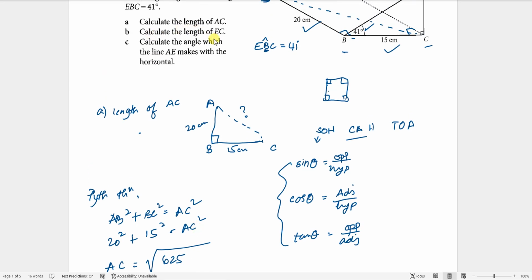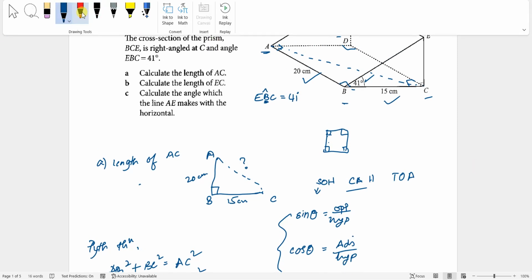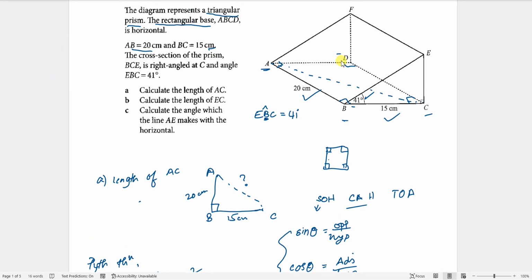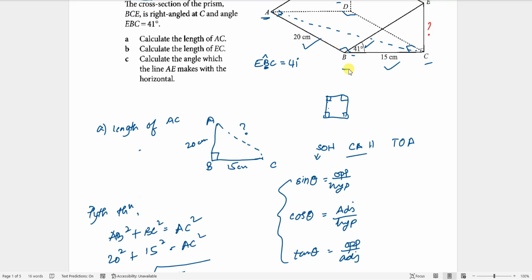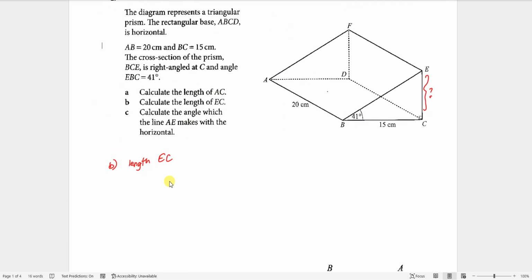It says calculate the length of EC. Okay, where is our EC? Let me change the color. EC is here. So let's zoom into this part and draw it here again. So length EC. How do we mark the sides? It's a common question for students: how do we know which side is opposite, which side is adjacent. Hypotenuse is easy to figure out, the longest side. So this is the hypotenuse.